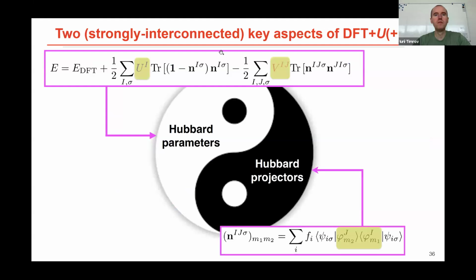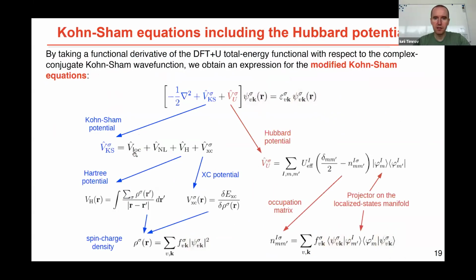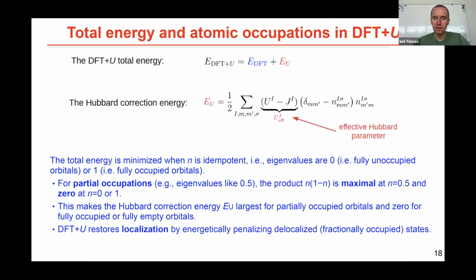So yes. And then there is another question. By noon, Adam, she's asking, why does the Hubbard correction term become maximum for partially occupied orbitals and zero for fully occupied or empty states? Perfect. Good question. This is shown here.